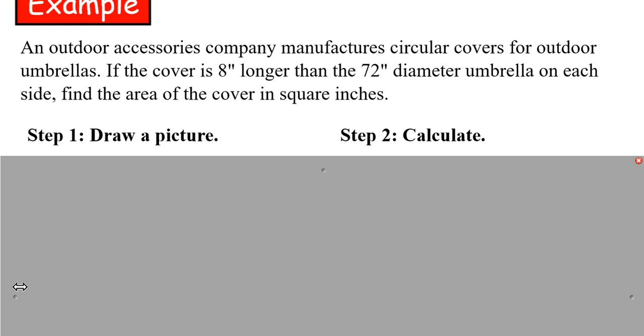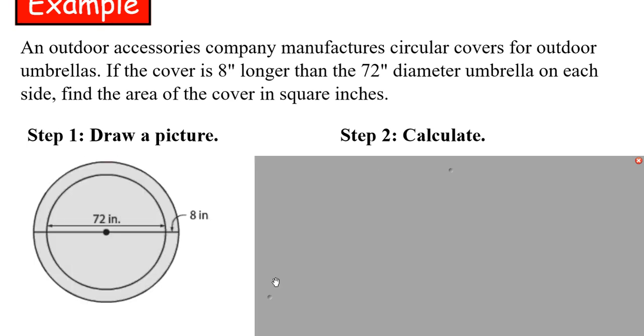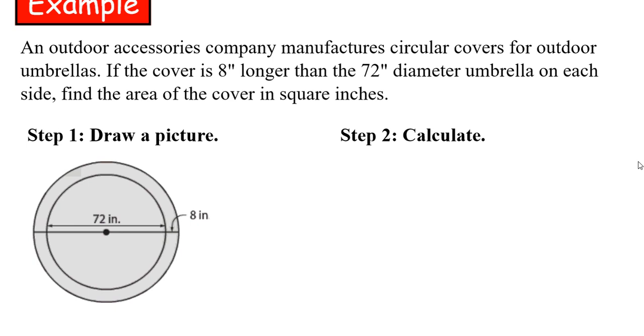So my first suggestion would be, if you don't understand what they're describing, draw a picture, and this is what they're describing. They're saying that the main slanted part is 72 inches across, and then it has an 8-inch overhang. So it's 8 inches extra along the entire 72-inch diameter circle. Now it asks me to calculate the area of the entire cover.